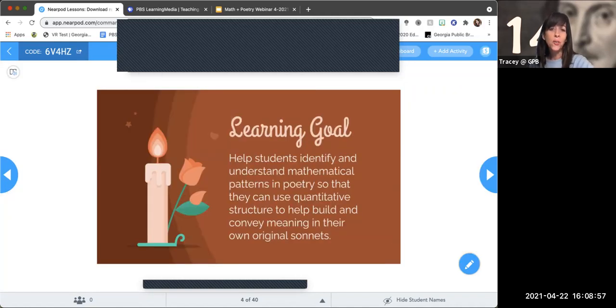All right, our learning goal for you as teachers is to help your students identify and understand mathematical patterns. So of course, we're trying to find that balance between the patterns in poetry that give the power to the words. So they'll be able to understand the quantitative structure behind the meaning. And ultimately, they'll be able to create their own sonnets based on the strength of the structure that they've learned through this lesson plan. So that's our goal for our students.